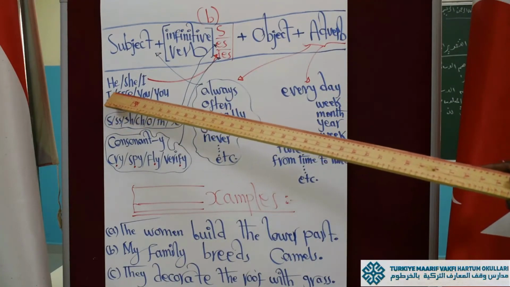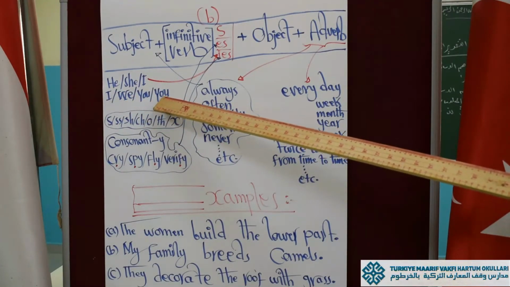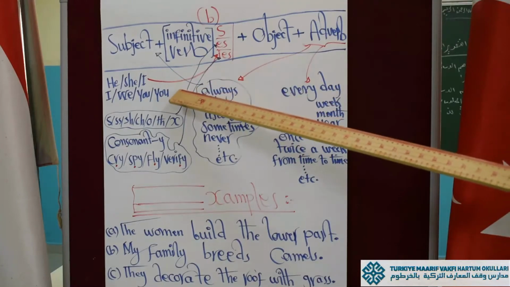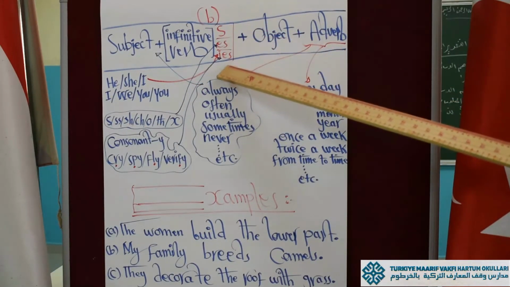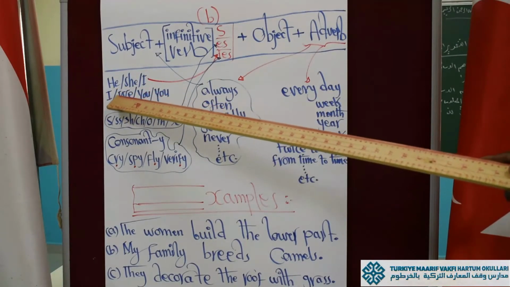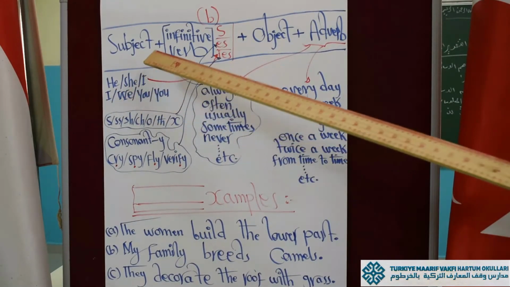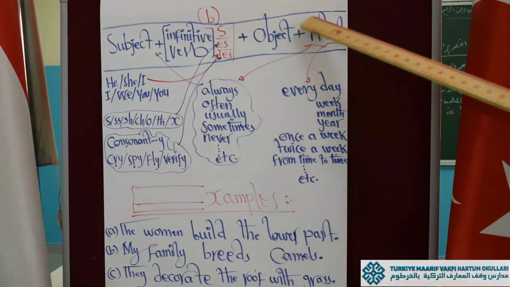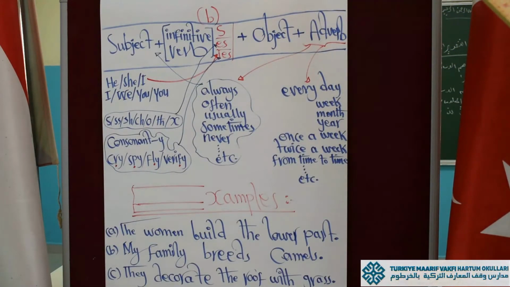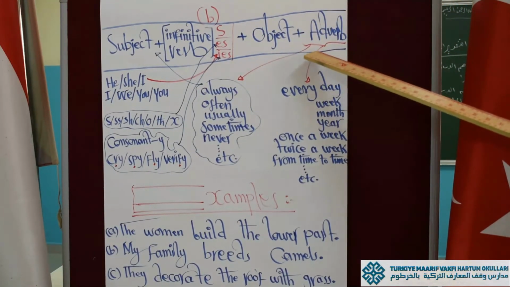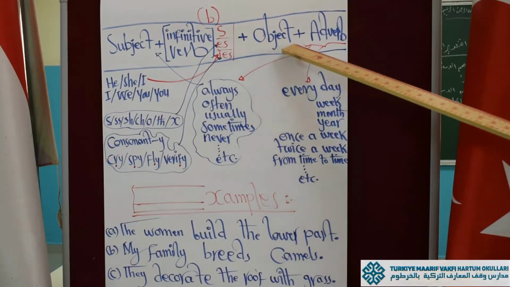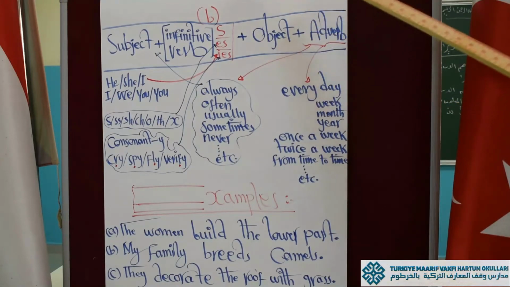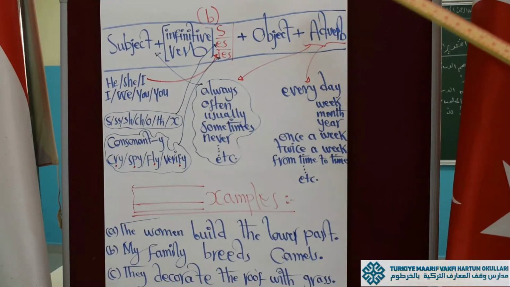If the subject is I, we, you, they, in this case the verb doesn't take any S or ES or IES. Because we say the center as a subject plus infinitive verb plus object, and then you can just find the adverb at the end. But let me tell you once again that the verb and object are not the basic parts of the sentence.